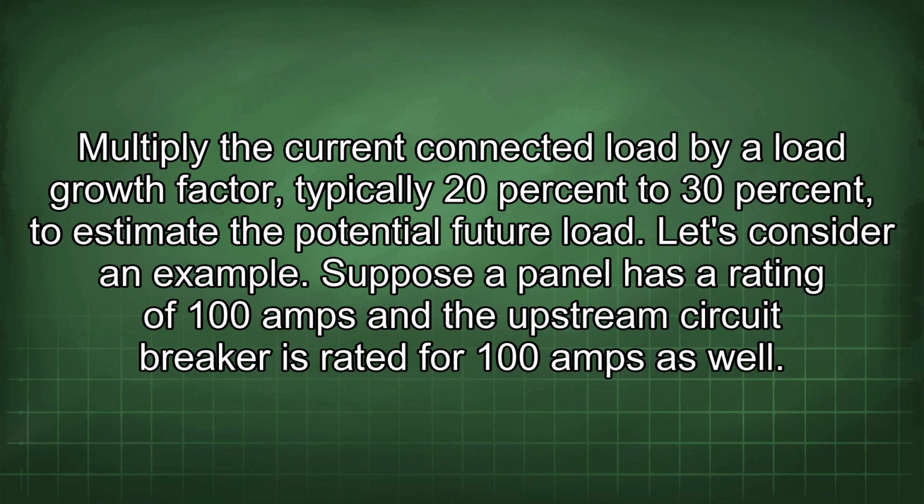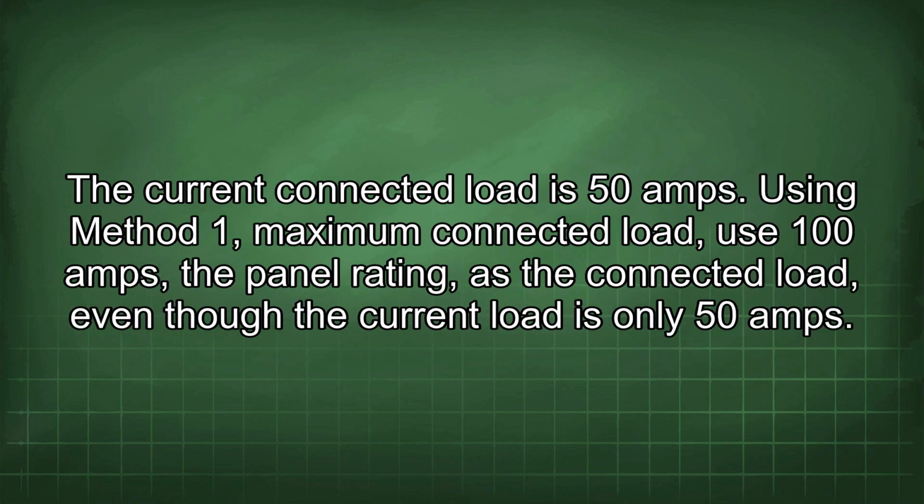Let's consider an example. Suppose the panel has a rating of 100 amps and the upstream circuit breaker is rated for 100 amps as well. The current connected load is 50 amps. Using method 1, maximum connected load: use 100 amps, the panel rating, as the connected load, even though the current load is only 50 amps.